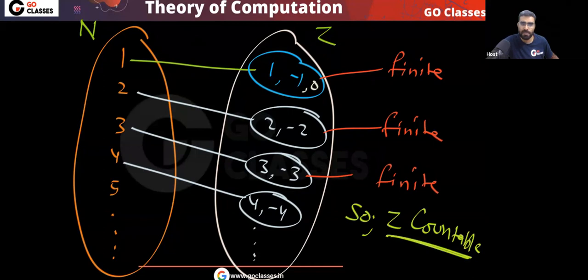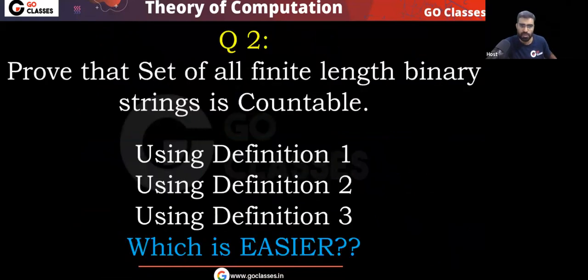Please tell me, did you like this definition? This definition is so simple. Just ask to 1 what you will assign, to 2 you will assign these, to 3 these, to 4 these. Very easy, yes or no? You don't have to do anything. Just apply this definition, and I can say Z is countable. This is your definition number 3. Now let's see the power of this definition.